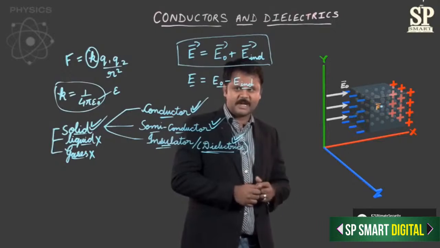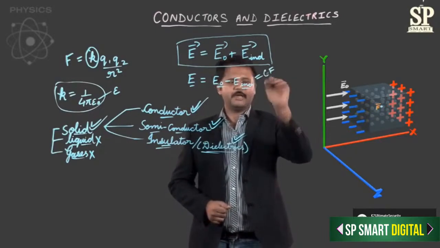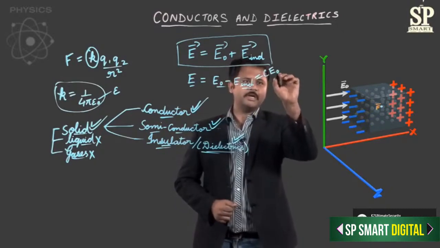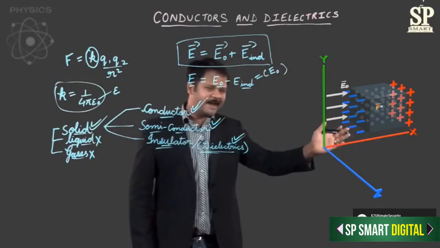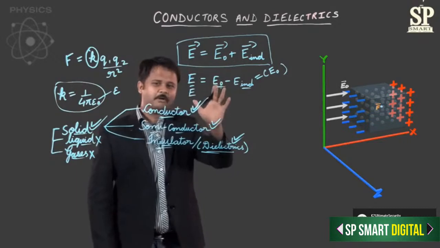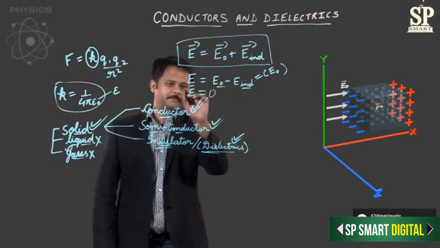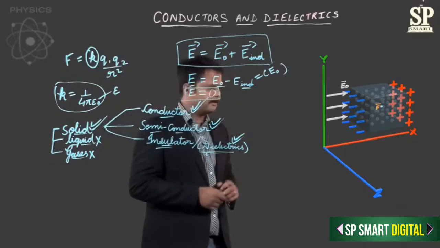That movement will keep on happening till the point that the charge distribution has become such that E induced has become equal to E naught. In that case, the electric field at any particular point on this block becomes equal to E naught minus E naught, which is 0. So that always holds true for a conductor.